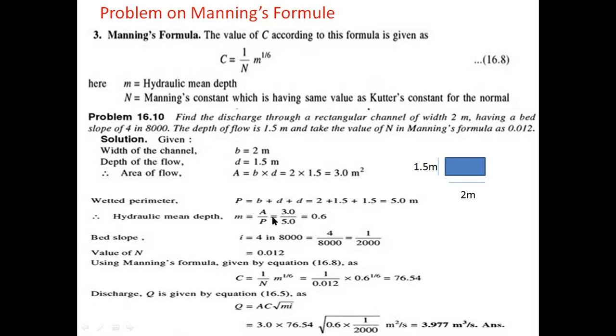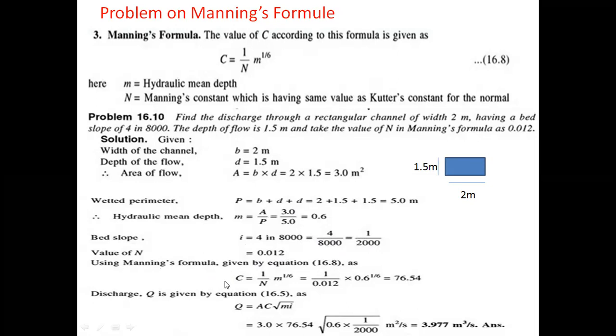Now find out the hydraulic mean depth, the ratio of the area of the channel to the wetted perimeter. 3 by 5 equals 0.6, so the hydraulic mean depth value is 0.6. The bed slope is given as 4 by 8,000, which comes to 1 by 2000. Manning's n value is 0.012, already given.